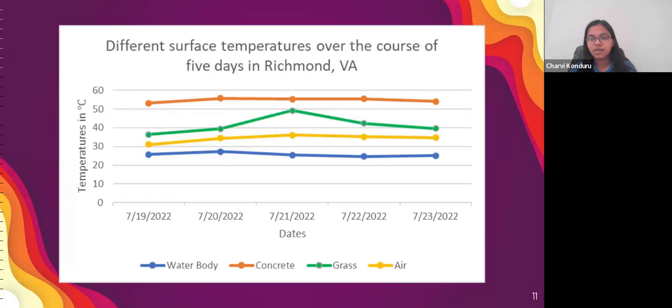Here's a line graph that compares the different surface temperatures and air temperature that were taken in Richmond, Virginia over the course of the 5 days. This is just so we could see which one is the major heat contributor in general, and it seems like concrete is the highest while water is the lowest.